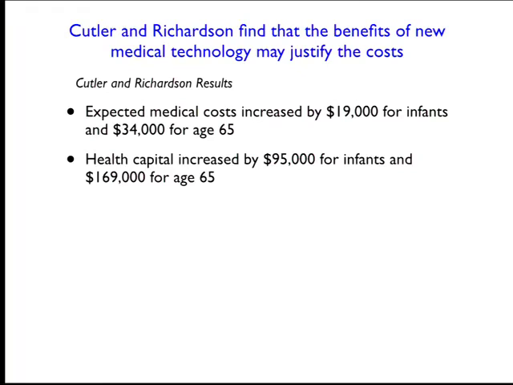So let's concentrate on age 65. We're spending $34,000 more per person who's age 65 in 1990 than we were in 1970, but the health capital measure has increased by $169,000. So that seems like basically you've got benefits that are, I guess, about 5 times the costs potentially. So that sounds pretty good.